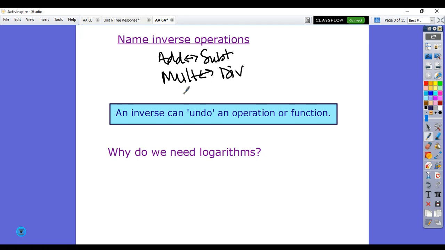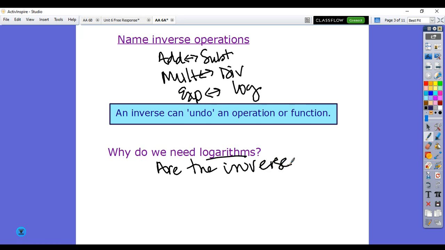And what we're going to get into now is exponential and logarithmic. So this is why we need logarithms. Logarithms are the inverse of exponential. It's not quite best English, but you know what I'm getting at.